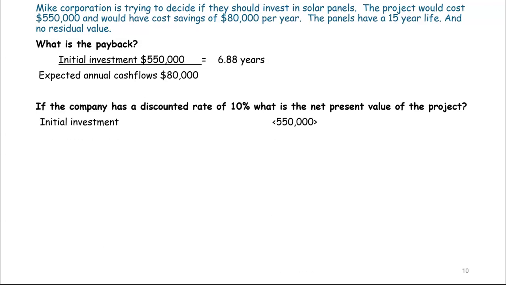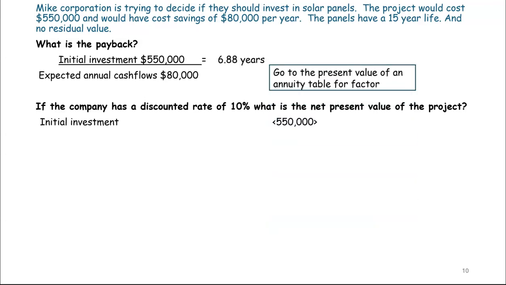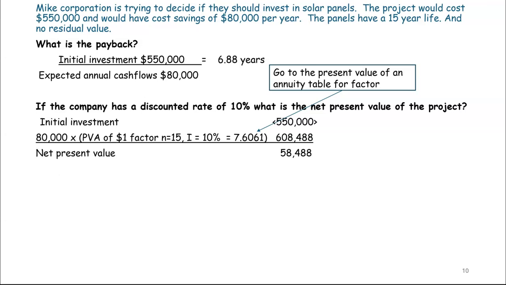So, the total investment is $550,000. We go to the present value of an annuity table. Why? Because this has the same funds that we're going to receive over 15 periods. So we're going to get that factor. We're going to go to the PVA, present value of an annuity table. And the factor on the left side is going to be 15 years. Interest rate's 10%. And we're going to get this factor.